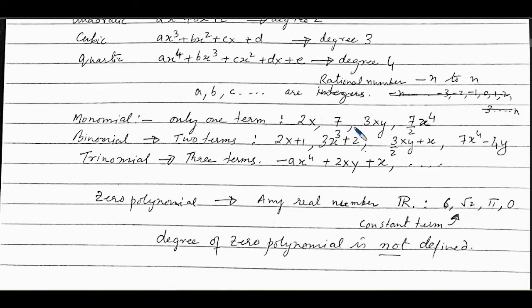If you have only one term, it is called a monomial, and if it has 2 terms, then it is called a binomial. There are 2 terms, so this is a binomial. And if you have 3 terms in an equation, then it is called a trinomial. And then there is the zero polynomial, that is any constant real number. This is 6, root 2, pi, 0, constant terms. But the degree of the zero polynomial is not defined. Okay, so a constant is always called a constant polynomial, but the zero polynomial does not have degree 0.